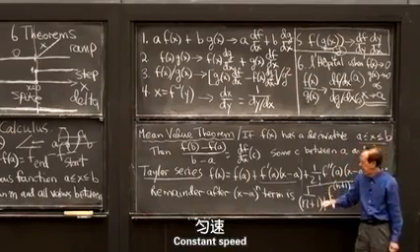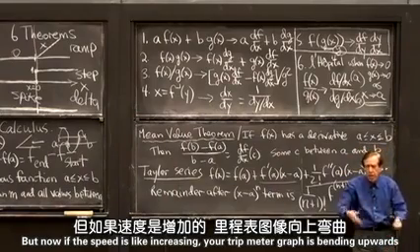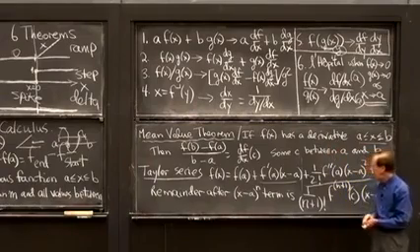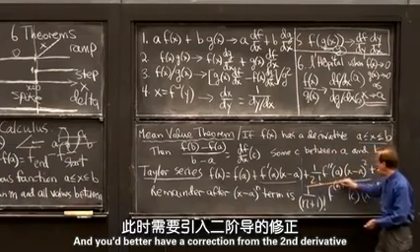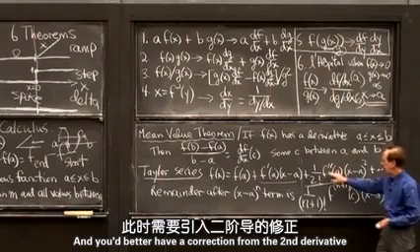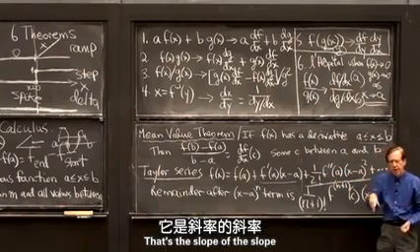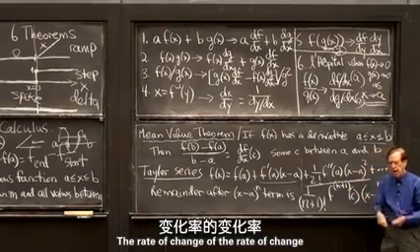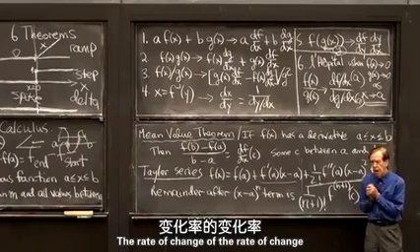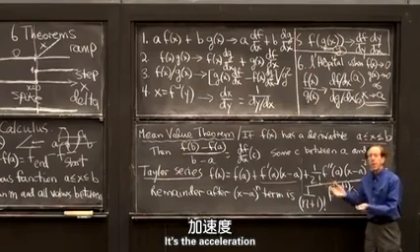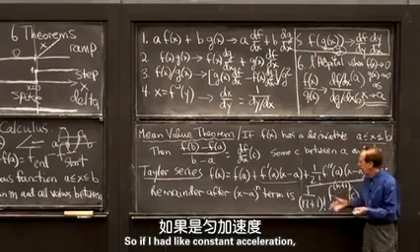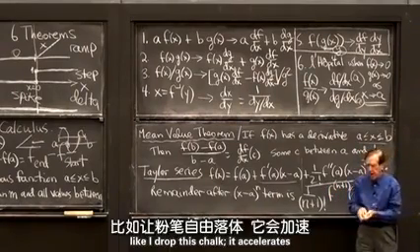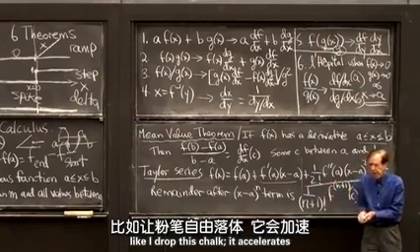Constant speed. But now if the speed is increasing, your trip meter graph is bending upwards, and you better have a correction from the second derivative. That's the slope of the slope, the rate of change of the rate of change. It's the acceleration. So if I had constant acceleration, like I drop this chalk, it accelerates.